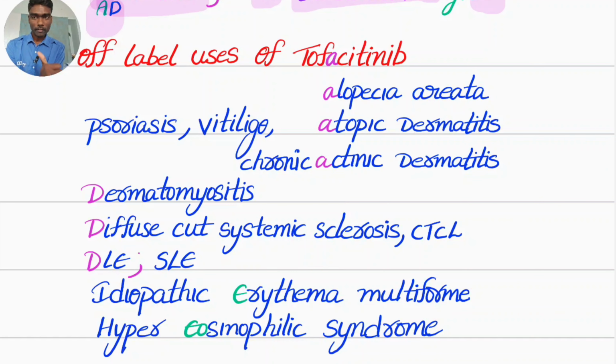Already we know FDA approved uses: rheumatoid arthritis, psoriatic arthritis, ulcerative colitis. 3 FDA approved uses finish. Now we will see off-label uses of Tofacitinib.